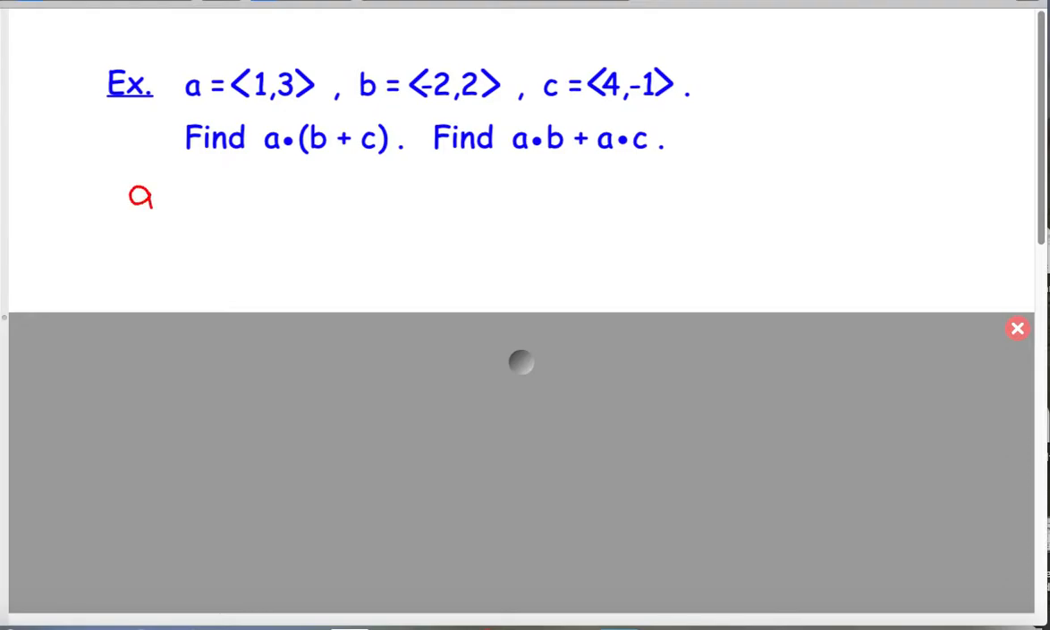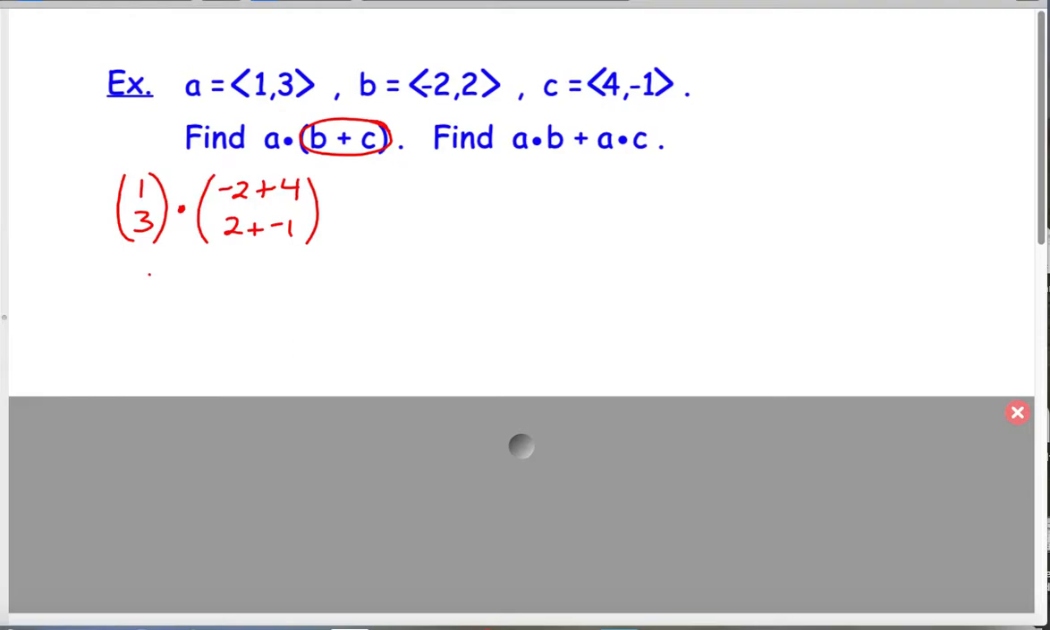Let's just write the vectors out here. So vector a, and I'm going to write these vertically, so you're more familiar with it when you see that in your text, dot. And now I'm going to do b plus c. So that's going to give me a -2 plus 4 for the x and a 2 plus -1 for the y. So when I do b plus c, those are two vectors added together, which gives me another vector. And then I'm doing the dot product of two vectors. So that's all legal. So I'm going to have the vector 1, 3, dot product with the vector 2, 1.